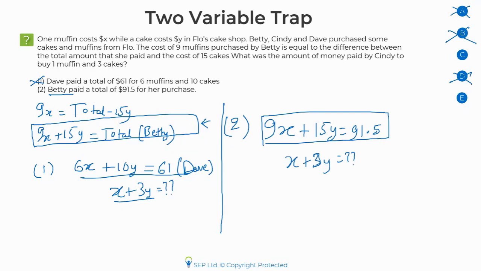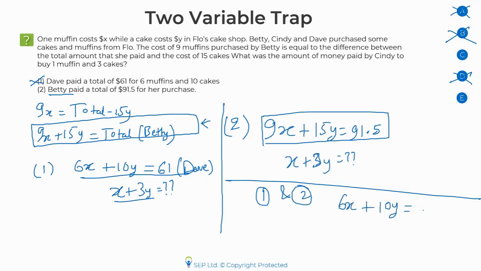But unfortunately, quite a few of you faced trouble after this because you have carried that bad habit from school of not verifying. What do I mean by that? If you combine 1 and 2 and the question data, what are the equations you get? 6x plus 10y equal to 61. 9x plus 15y equal to 91.5. You looked at these two beautiful equations and said, hey, I have two variables, I have two equations, I can solve for x and y, therefore I can solve for x plus 3y.